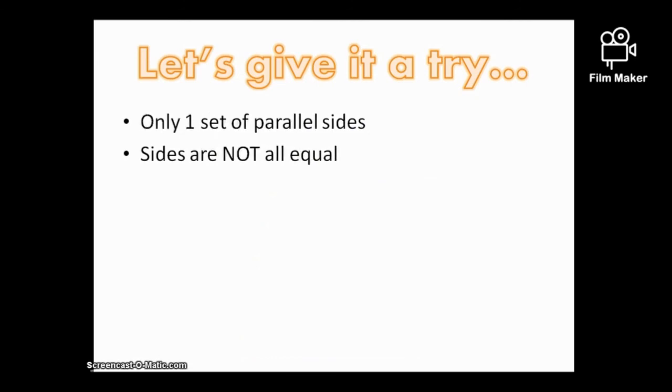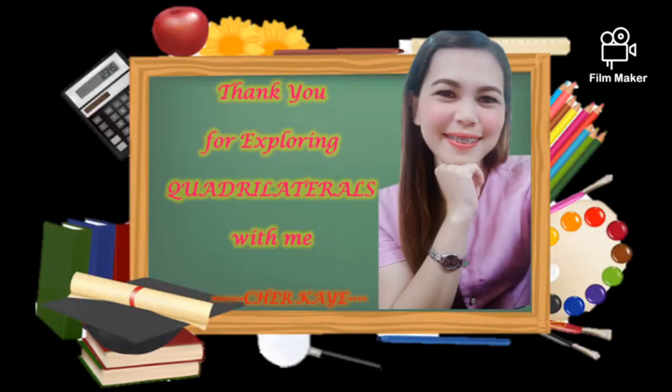Alright, last one. There's only one set of parallel sides. The sides are not all equal. So remember, one set of parallel sides. And that would be a trapezoid.